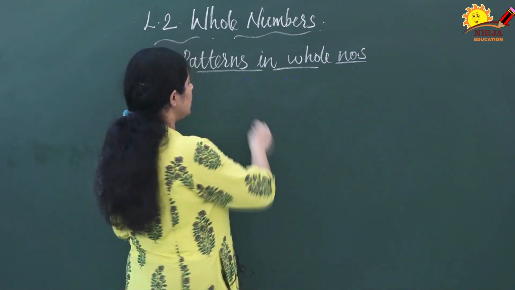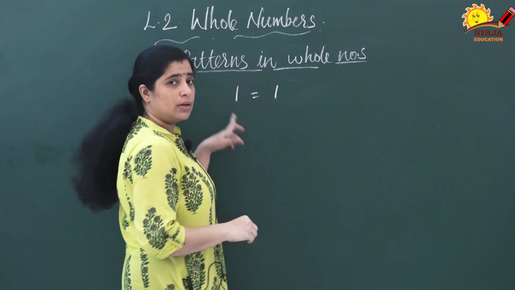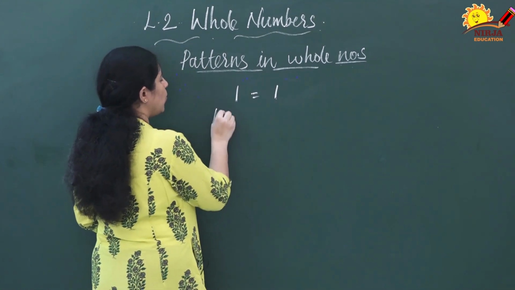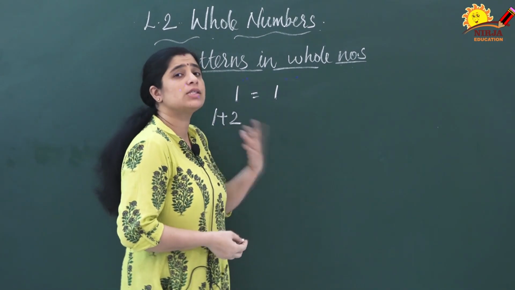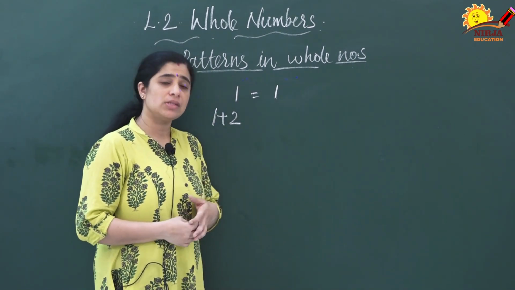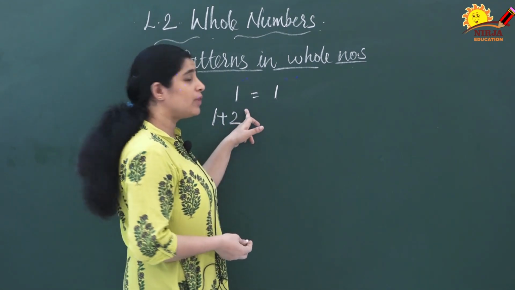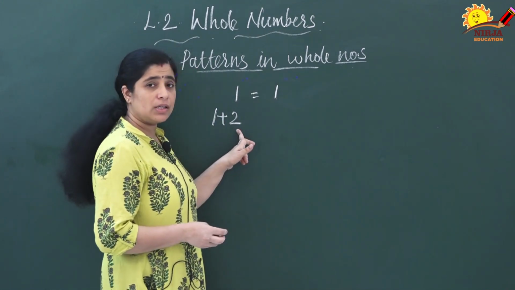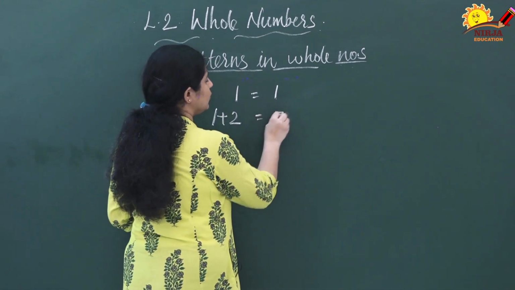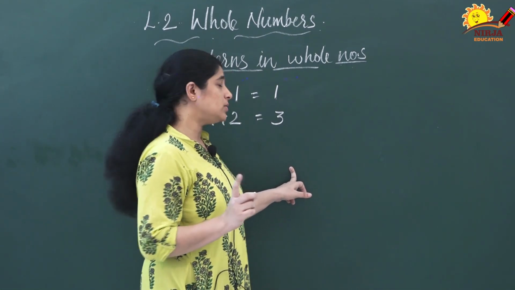The first number 1, that is equal to 1. And the next, 1 plus 2. We are not considering 0 here, because when you add 0 to any number you get the same number only. So we are starting from 1. 1 is equal to 1. Then 1 plus 2, what will you get? 3. Already we have discussed that 3 is a triangular number.